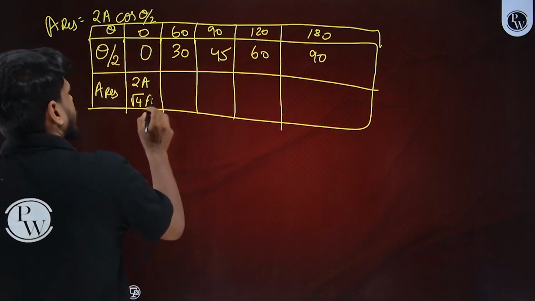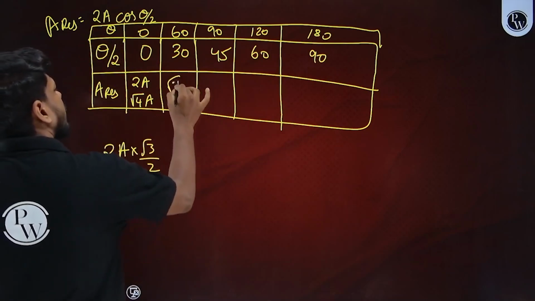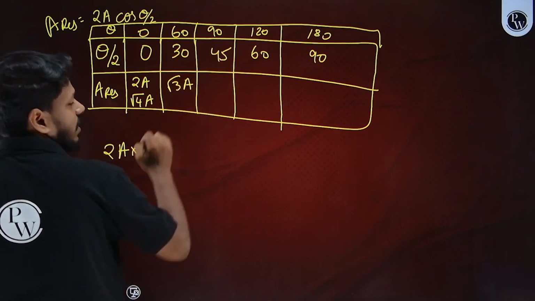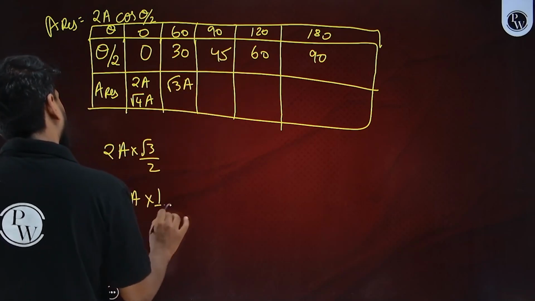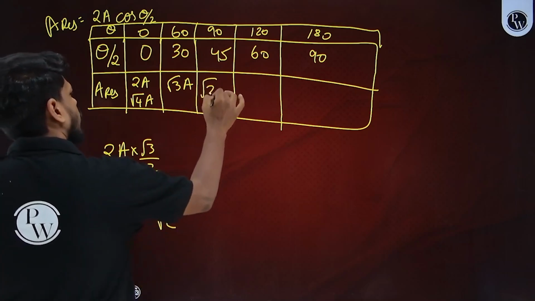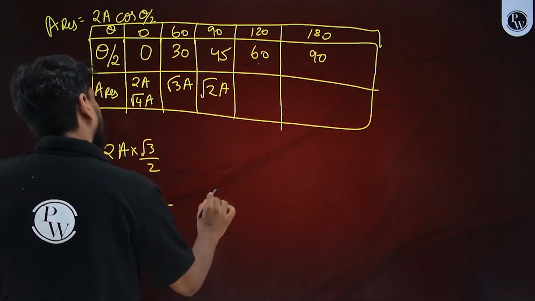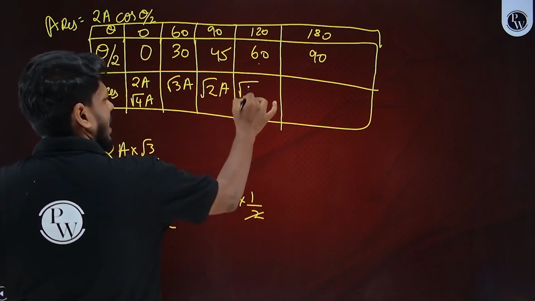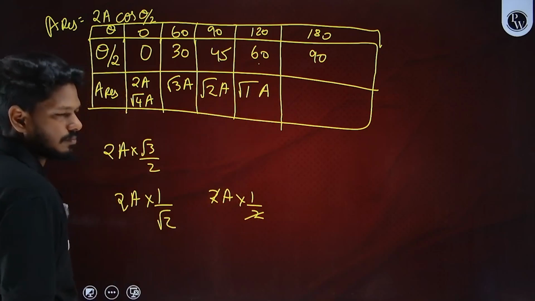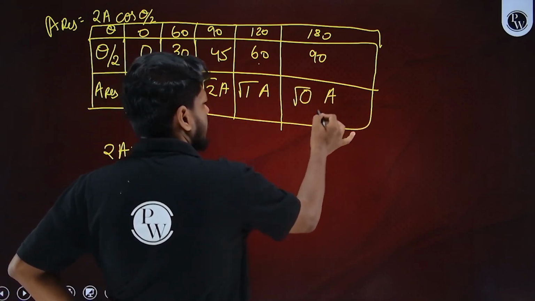So 2a into root of 3 by 2. Just simplify it. You will be getting root 3a. Cos 45 is, sorry, 1 by root 2. So 2a into 1 by root 2. You will be getting root 2a. Next, 120. So cos 60 will be 1 by 2. So 2a into 1 by 2. Can I write this a as root of 1 into a? Then finally for 180 it will be root 0a, or simply 0.